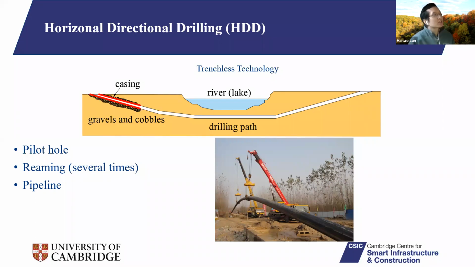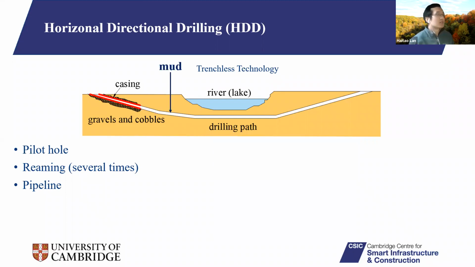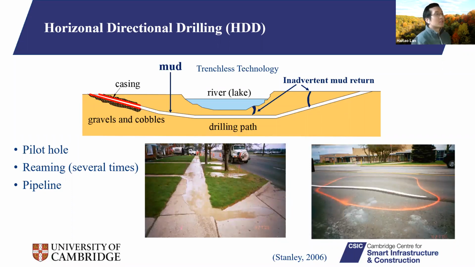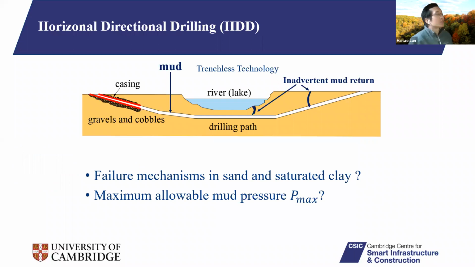However, if there's nothing in this borehole, it will easily collapse. So that's why we pump mud, a bentonite clay mixed with water, into the borehole to balance the pressures outside. If this pressure is too high, mud can flow into the river and lake, contaminating soil and water, causing ground heave and other problems. So it's very important to investigate the failure mechanism in sand and saturated clay, these 2 common soil types, and to figure out the maximum allowable mud pressure, PMX, during this process.